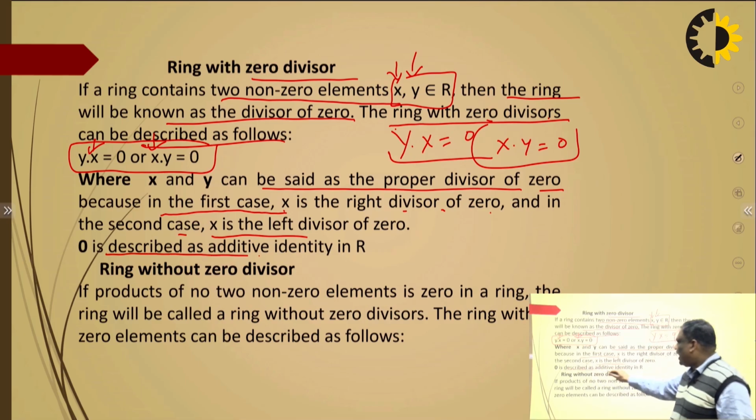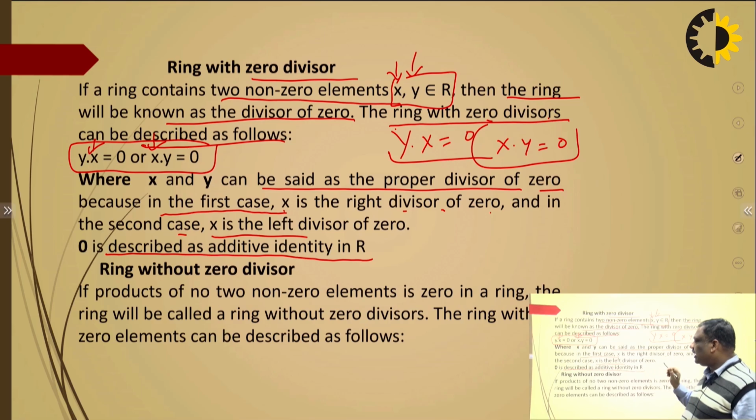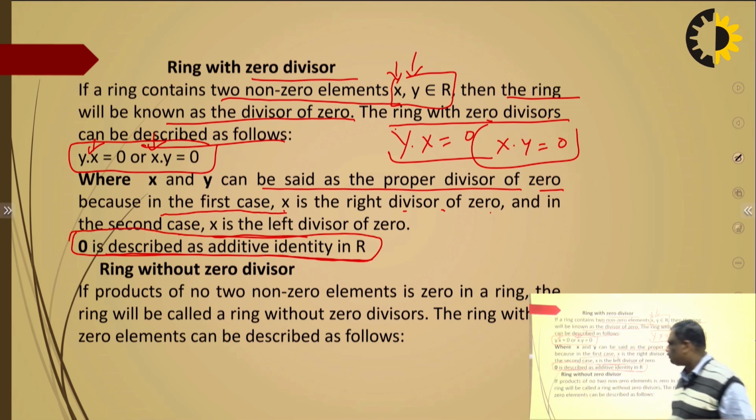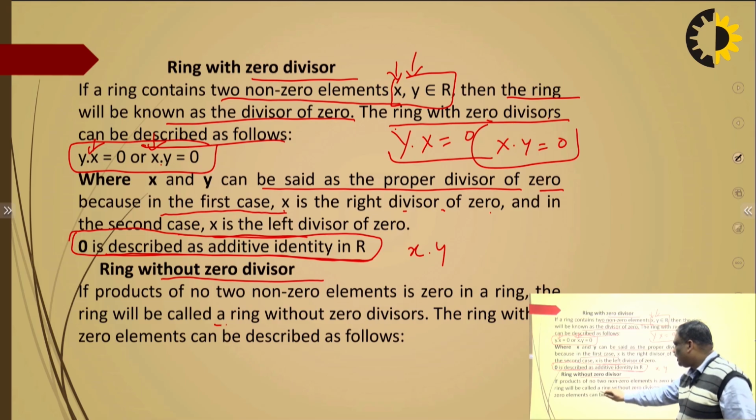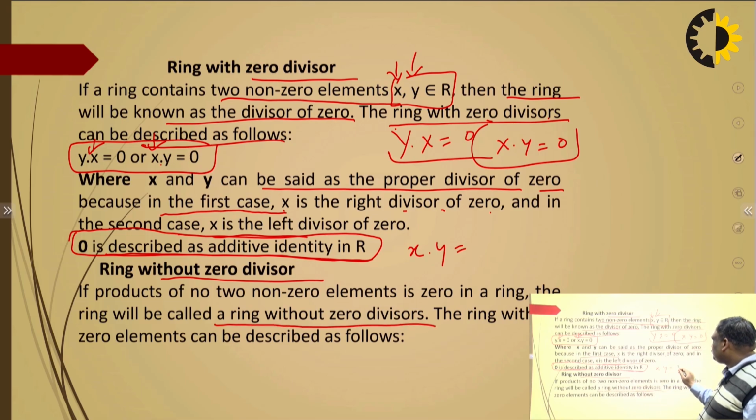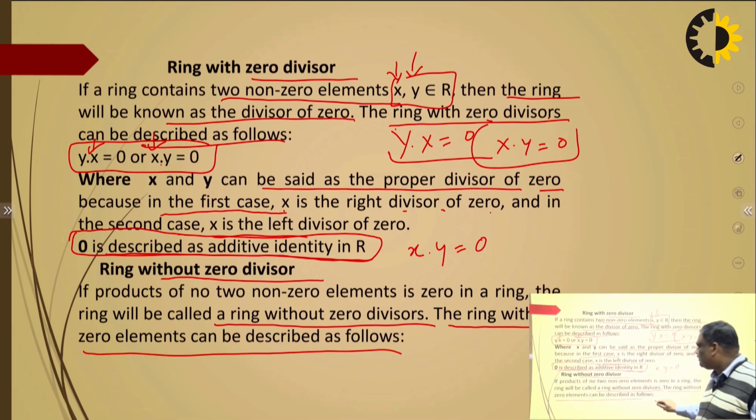0 is described as the additive element of R, because of this 0 here, described as 0 as an additive element. Ring without zero divisor: please see here, this is the product. If the product of two non-zero elements x and y is not 0, the ring can be called a ring without zero divisor.